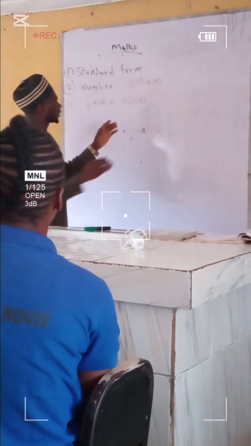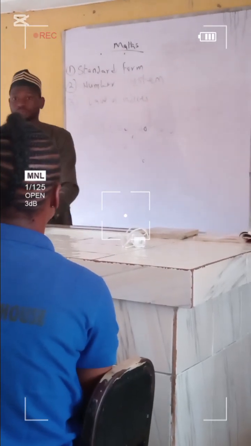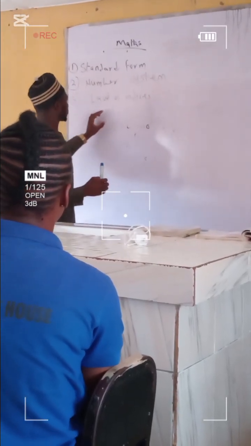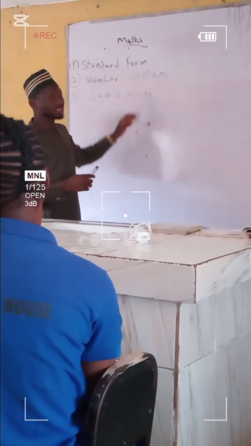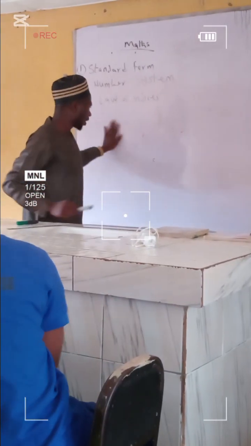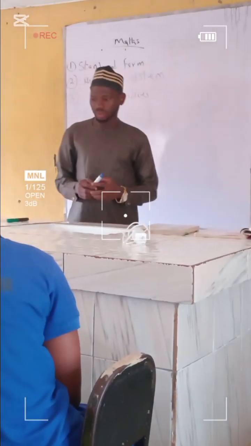I will take indices, since in some instances they are the same. Before you talk about the law of indices, the word indices means what? Power. There are basic rules. You understand?